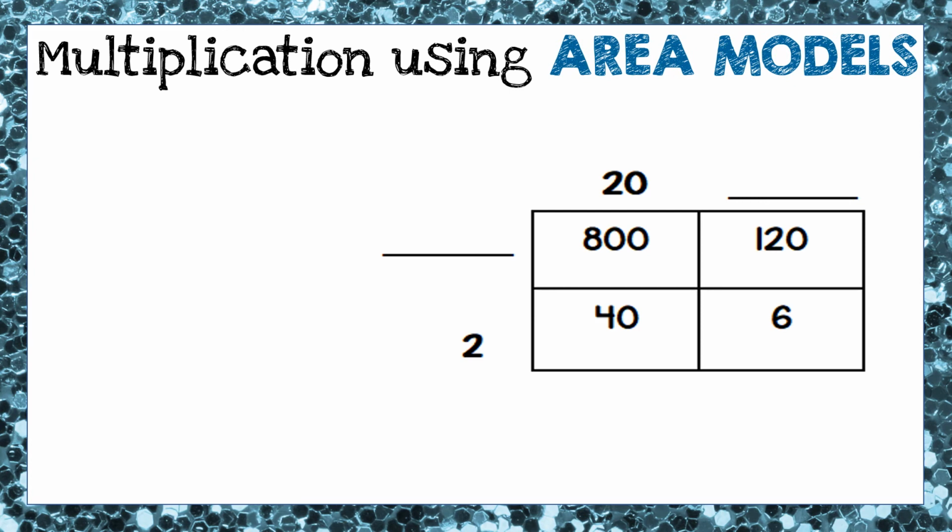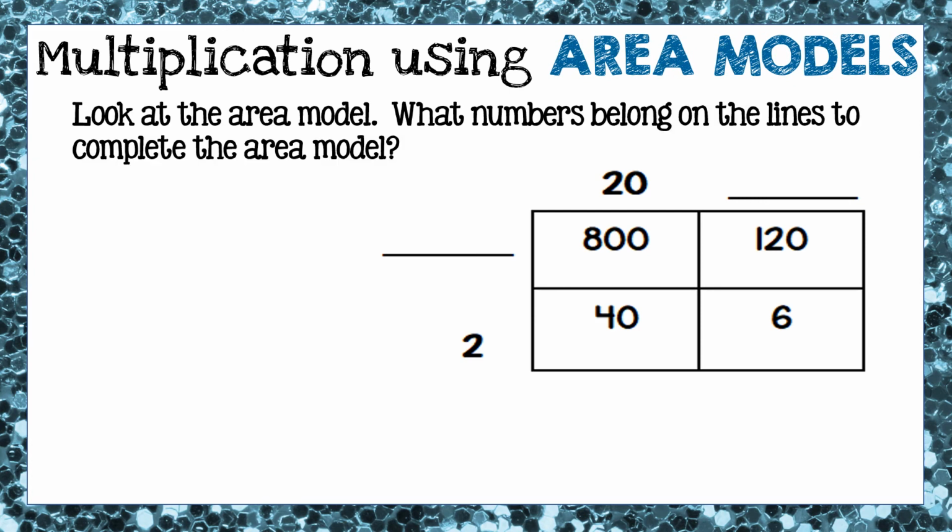Let's look at another area model. Look at the area model. What numbers belong on the lines to complete the area model? Well, in this area model, we're actually missing some of our factors. So 20 times something is going to give me 800.